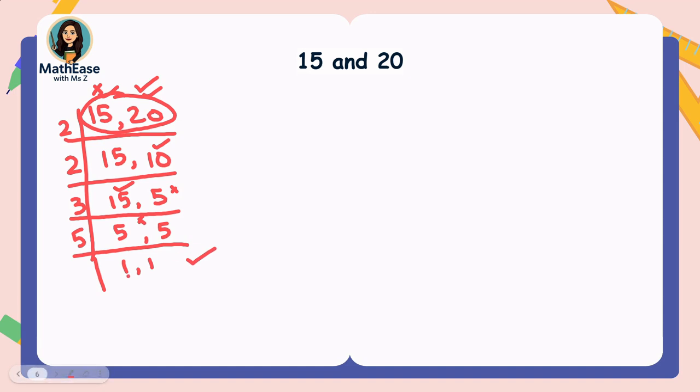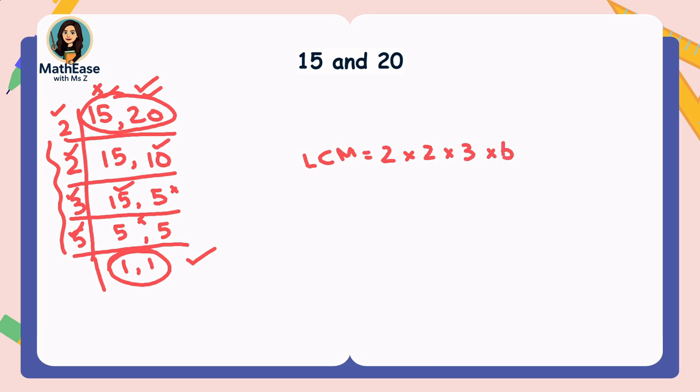Another point to remember here is that when we are doing HCF, we only had to keep dividing until we ran out of prime numbers that could divide both. But with LCM, we have to keep dividing the numbers until we get to all ones at the bottom. And here we have done that. The last step is to multiply all the prime numbers we wrote on the left. In this case, that will be 2, 2, 3, and 5. So we are going to write down that the LCM is equal to 2 times 2 times 3 times 5. And that is equal to 60. So the LCM of 15 and 20 is 60.